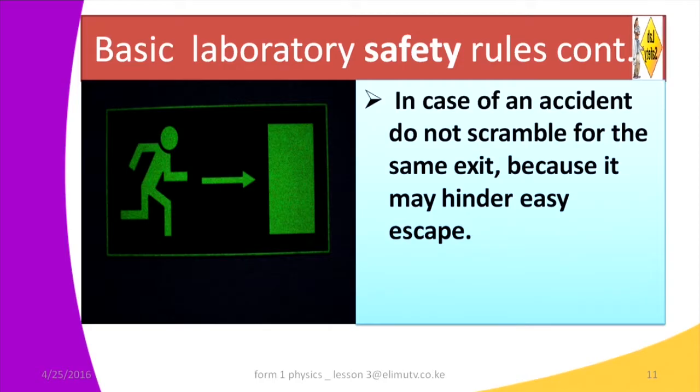So you have to observe some kind of order when you are getting out of a lab that is on fire. That is the basic laboratory safety rule that explains how you are supposed to escape out of the lab in the event that we have fire in the lab.